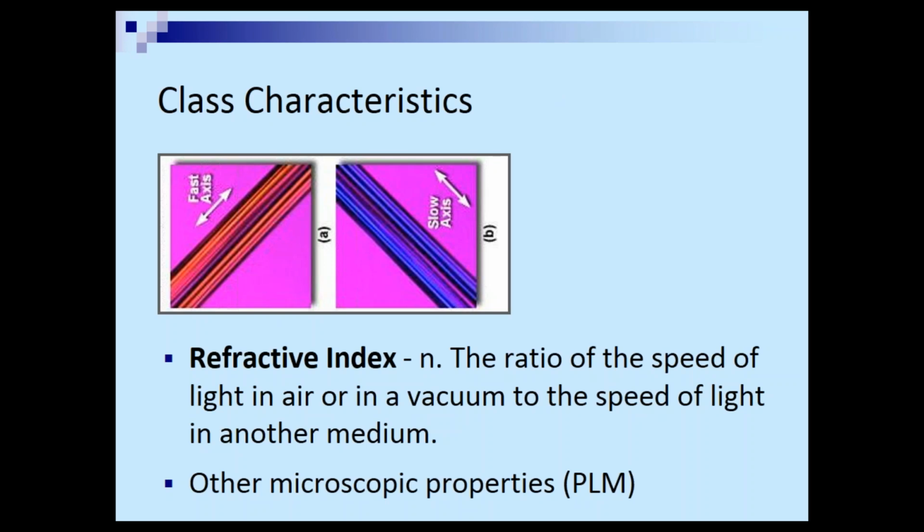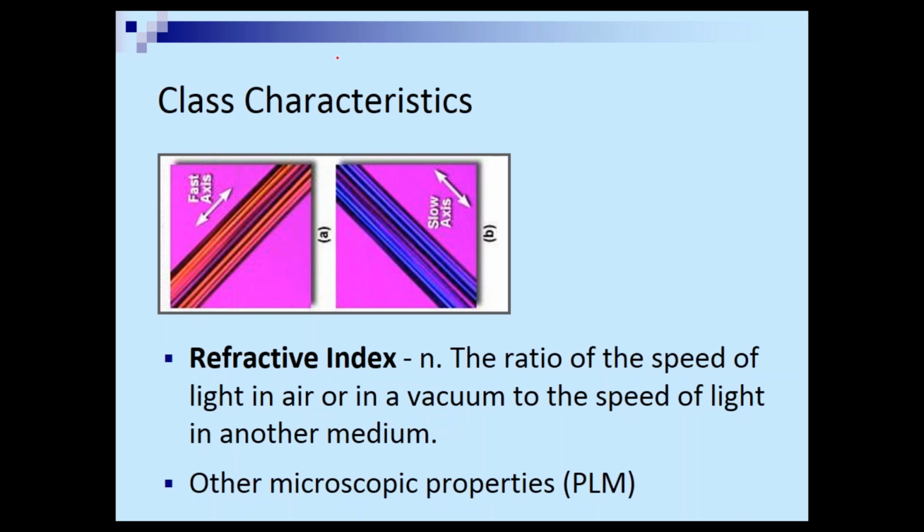Refractive index is something else that you can look at with fibers, and we're going to talk about this with glass as well. What is refractive index? We can read the definition there: the ratio of the speed of light in air or in a vacuum to the speed of light in another medium. What that means is when light hits a fiber or glass, it will slow down while in that glass or fiber, and then when it exits, it will speed up again as it goes back into the air.